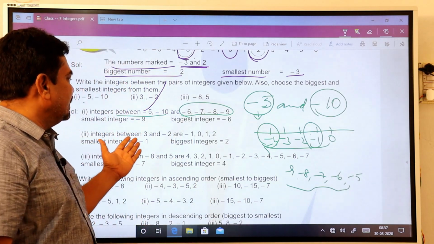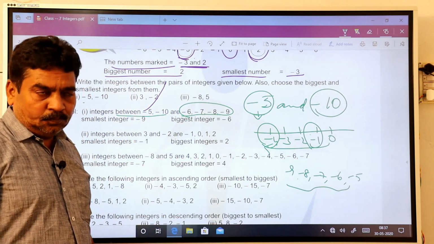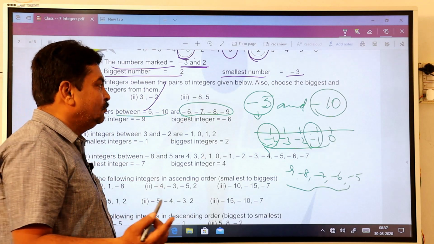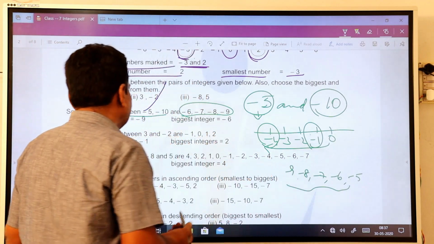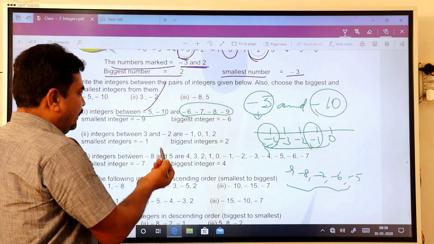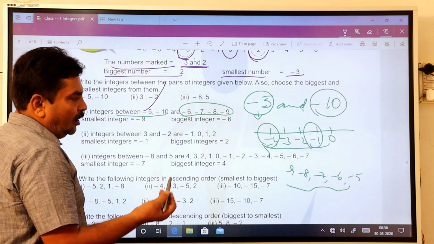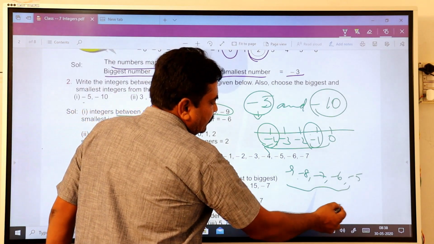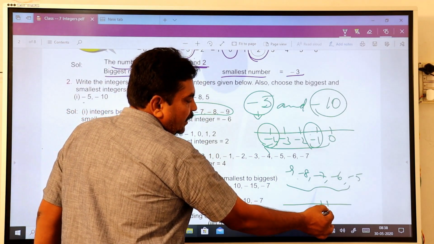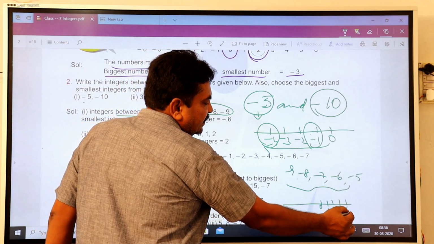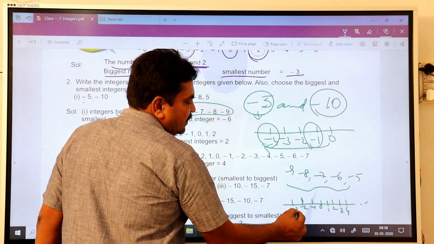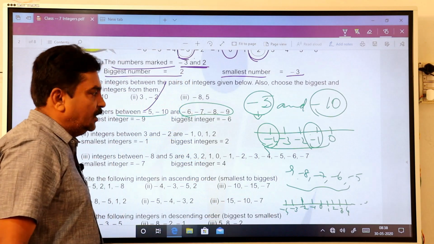Similarly, we have the integers between 3 and minus 2. We will see now, between 3 and minus 2, what are the integers on the number line? Once you draw the number line, we can easily come to know. Suppose I draw a line. This is your 0 value, this is 1, this is 2, this is 3, this is 4, so on. This is minus 1, this is minus 2, minus 3, minus 4, so on, right?